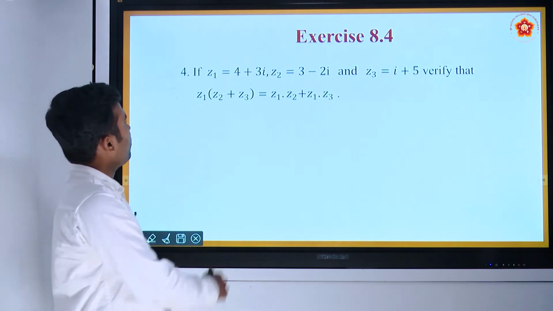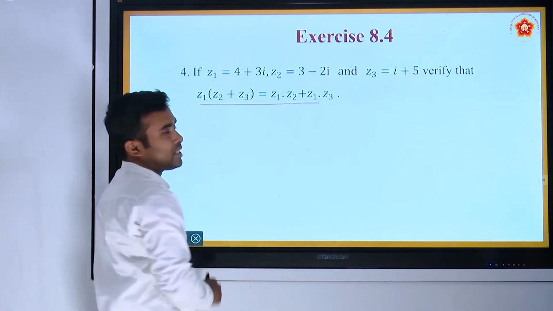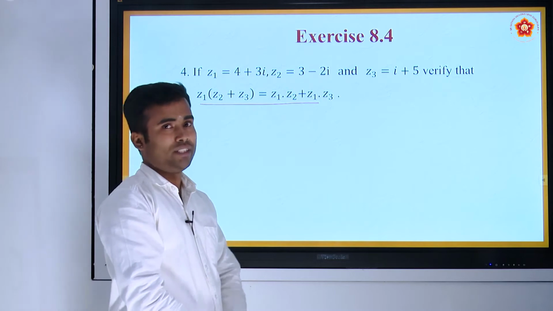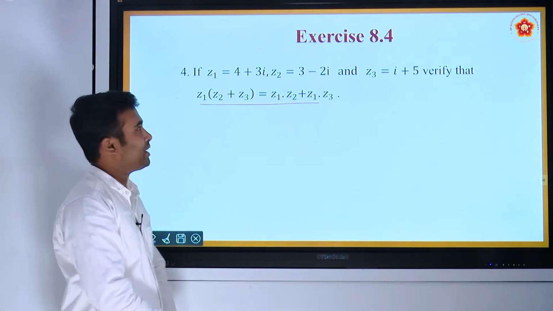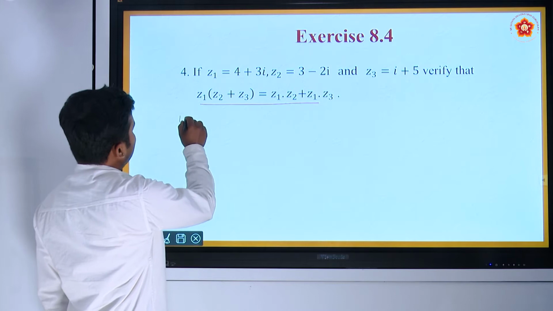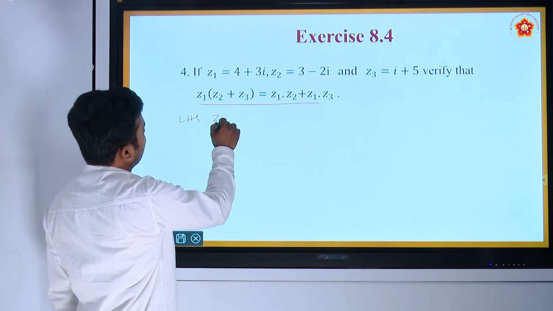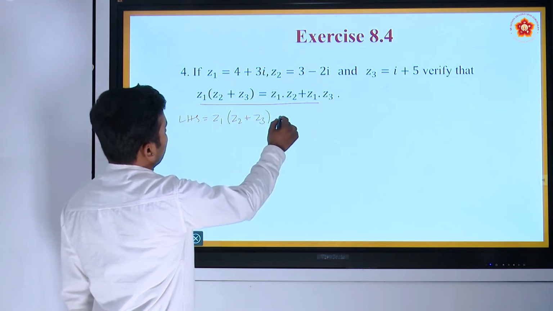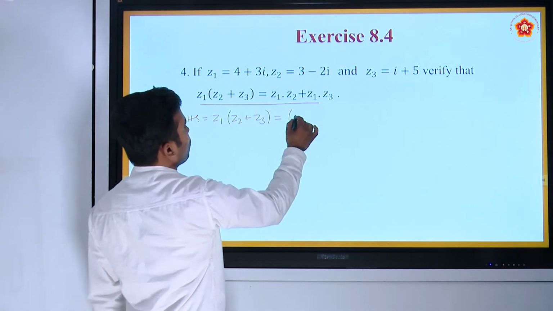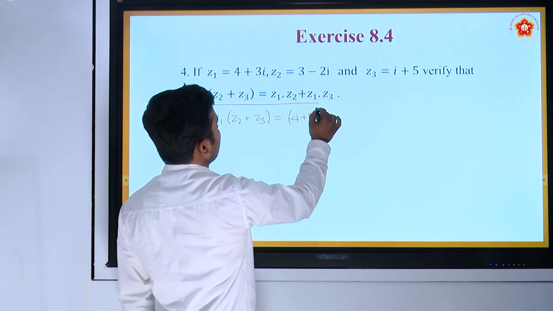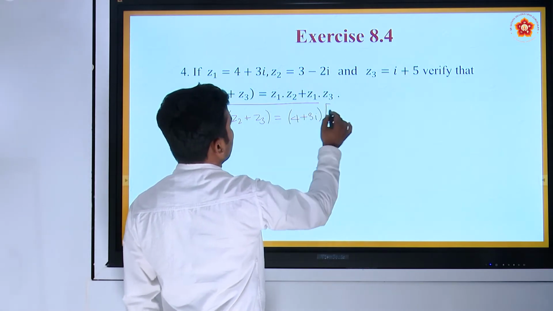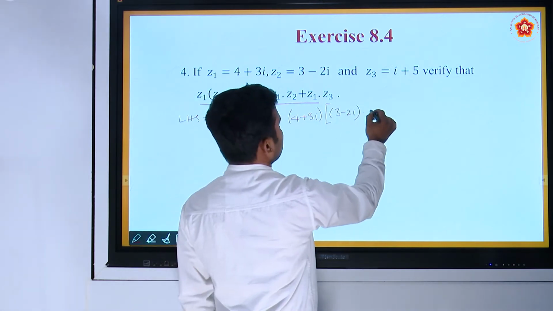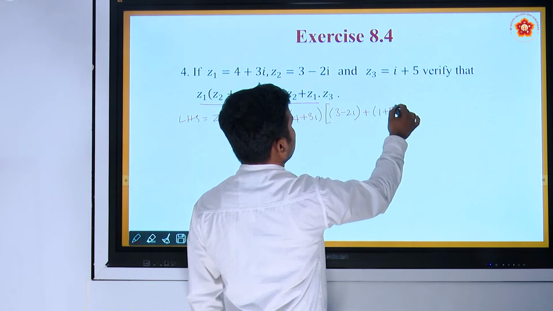Here we have to verify this using the given complex numbers. This is the distributive law of multiplication over addition. So let us verify that. If I take LHS, it is Z1 into (Z2 plus Z3). What is Z1? 4 plus 3i, into Z2, which is 3 minus 2i, plus Z3, which is i plus 5.